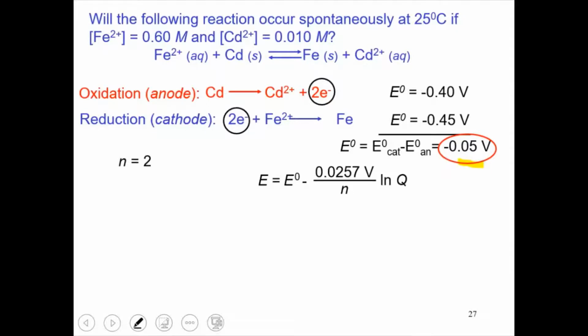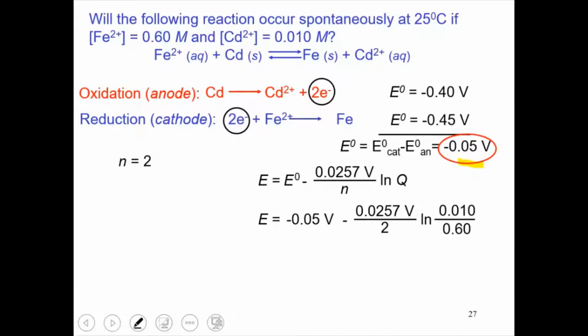So here we go. Here's the Nernst equation. E naught minus 0.0257 volts per however many moles of electrons are transferred, log of Q. So n equals 2. What is Q? Remember, products over reactants. In this case, we only consider those substances that are present as solutes in solution. So the solid iron and the solid cadmium, in other words, the electrodes themselves, are not going to be considered here. We know that cadmium ion, the product, is 0.010 molar. Iron 2 ions, the reactant, is 0.60 molar.